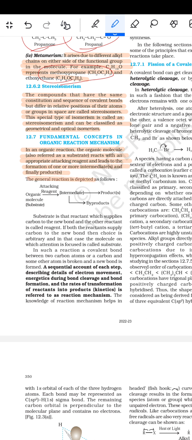The general reaction is depicted as follows: first the organic molecule (substrate), the attacking reagent, then intermediates, and products and by-products are formed. Substrate is that reactant which supplies carbon to the new bond and the other reactant is called the reagent. If both the reactants supply carbon to the new bond, then the choice is arbitrary, and in that case the molecule on which attention is focused is called the substrate.